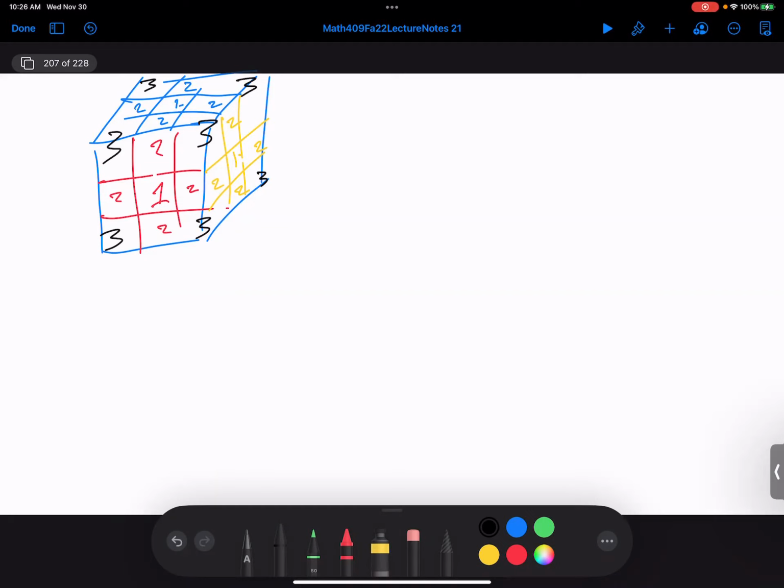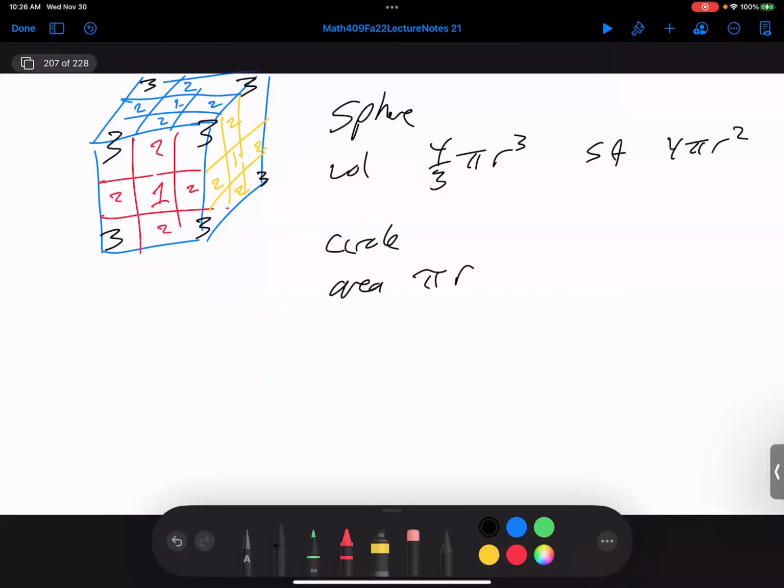So we have some nice formulas. The volume is 4/3 pi r cubed. Surface area is 4 pi r squared. For a circle, the area is pi r squared, and the perimeter is 2 pi r. And what you notice is we take the derivative.